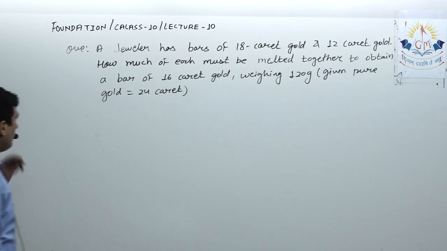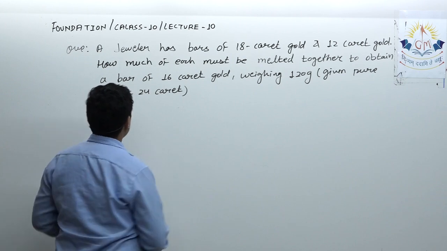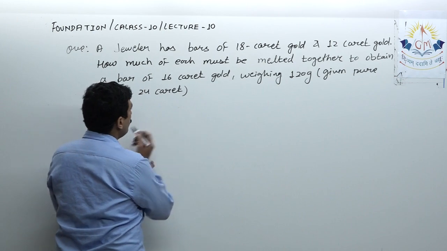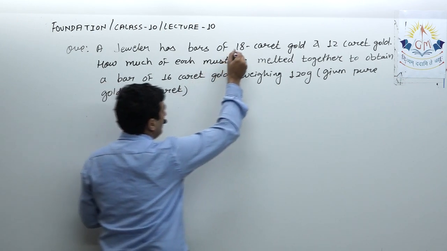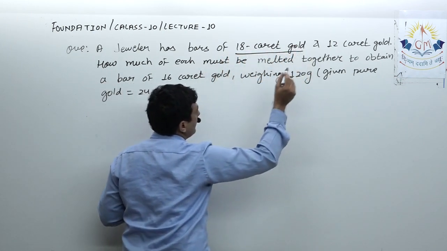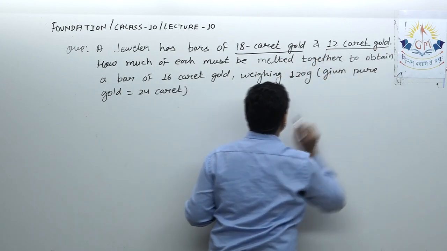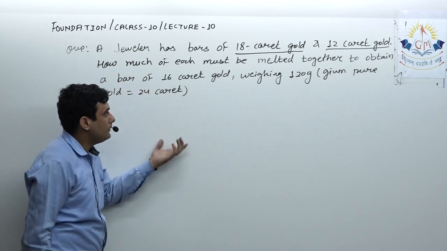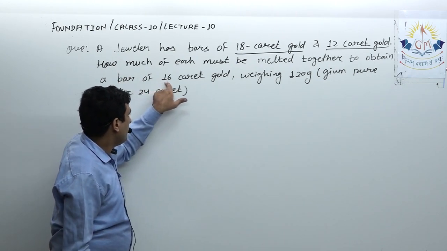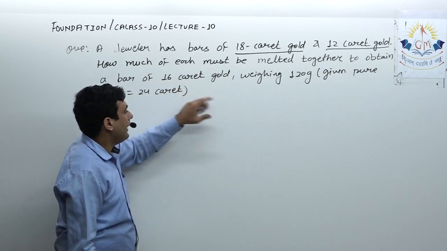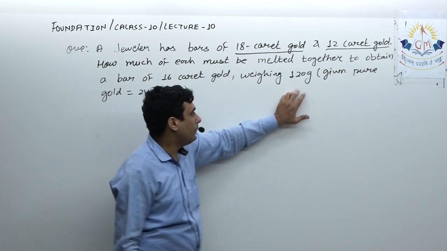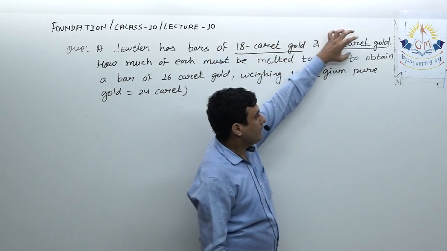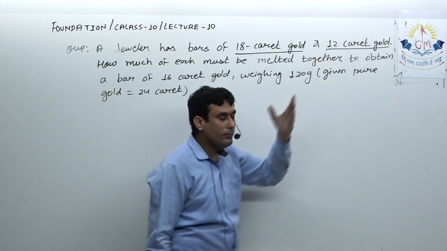Let us see how to solve this. First of all, let me explain the question. There are two types of bar. One has a purity of 18 karat gold, and another has a purity of 12 karat gold. The jeweler wants to make a new bar of 16 karat gold whose weight is 120 gram. So we have to find how many gram of the first bar and how many grams of the second bar must be mixed.